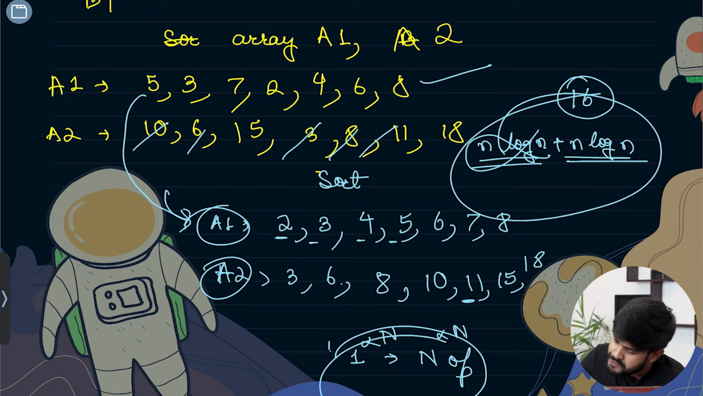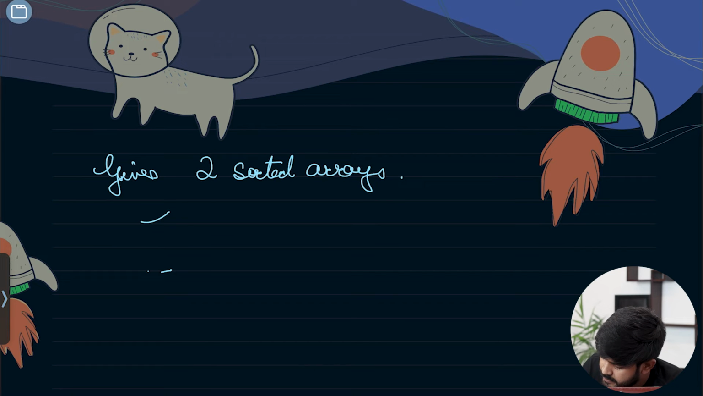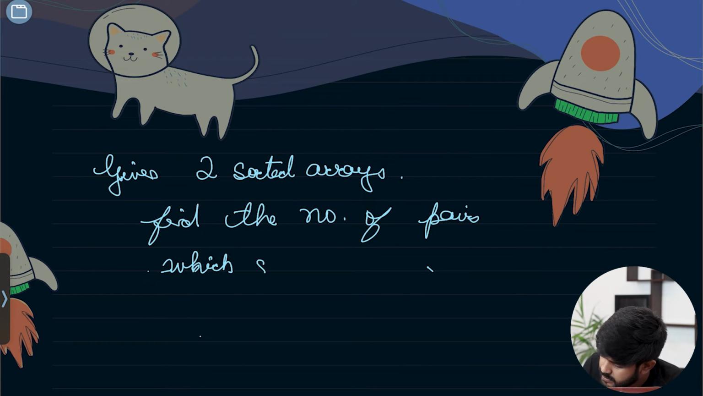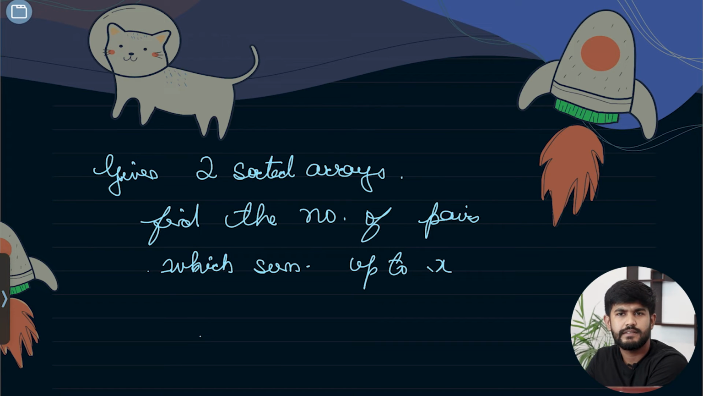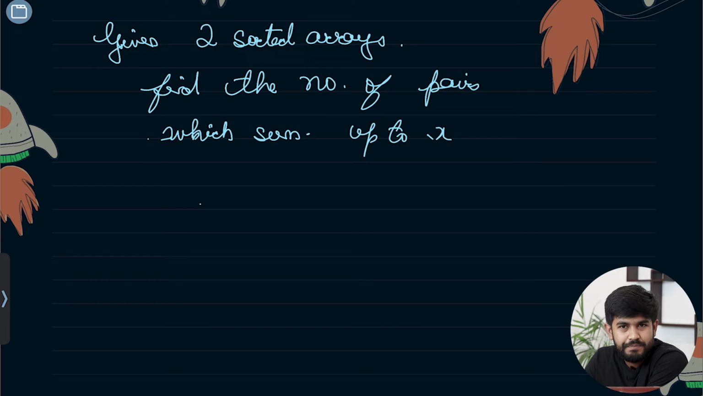So at this point, the question becomes: given two sorted arrays, find the number of pairs which sum up to the value x. This is what is needed, and this piece of cake is a little bit easy to do.